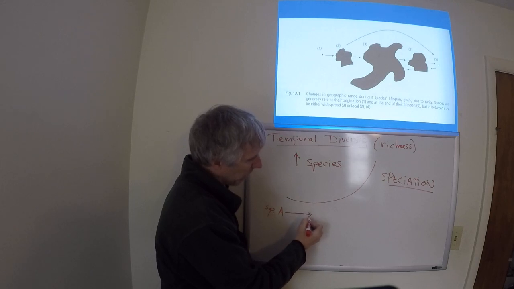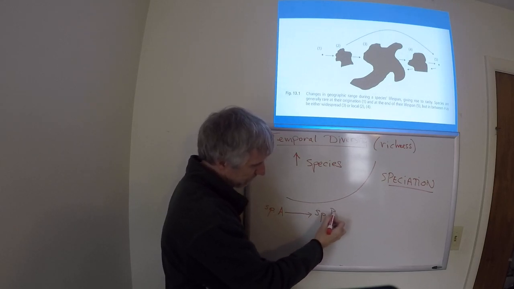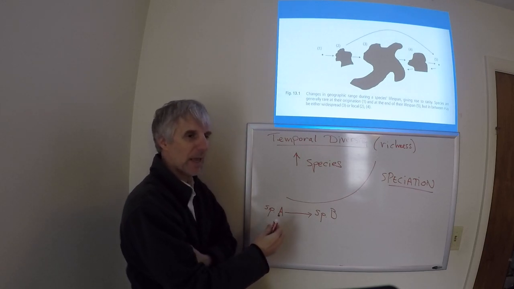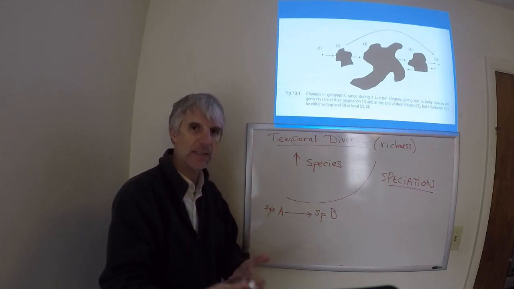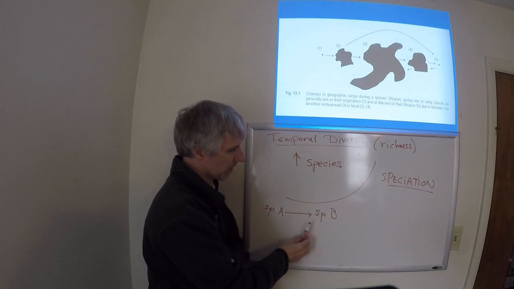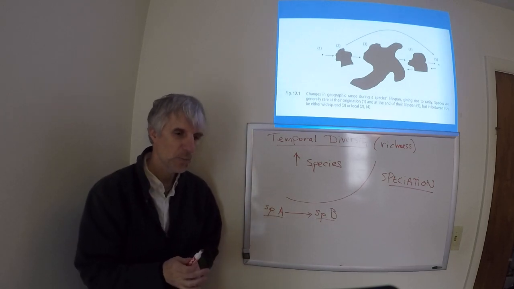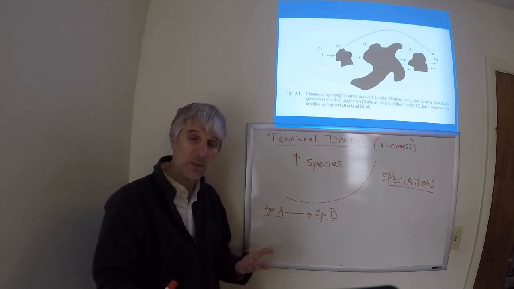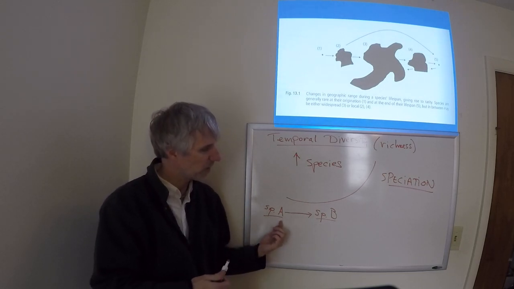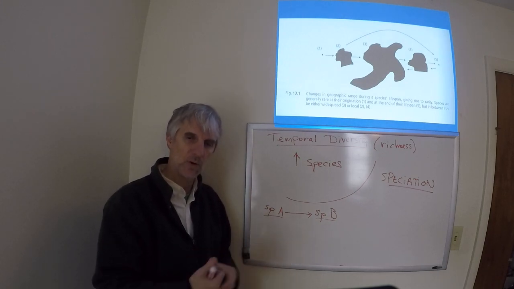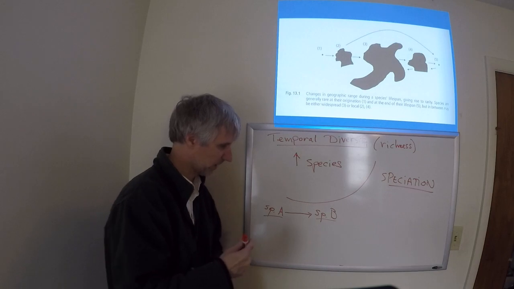One model is this, that you start out with one species, and through natural selection acting on this species over evolutionary time, you end up with a species that, at least morphologically and probably even genetically, is very different from what it used to be, but this species changed into this one over evolutionary time.